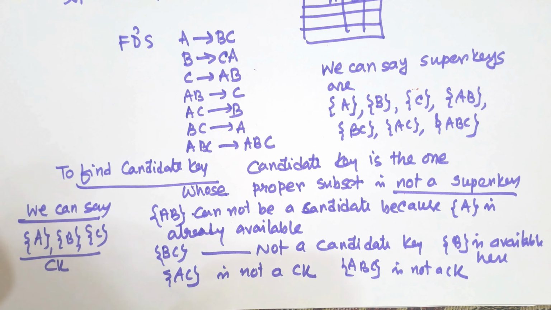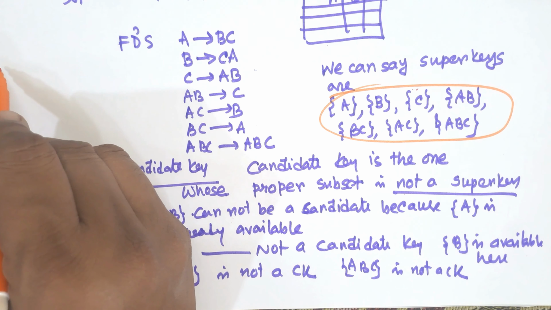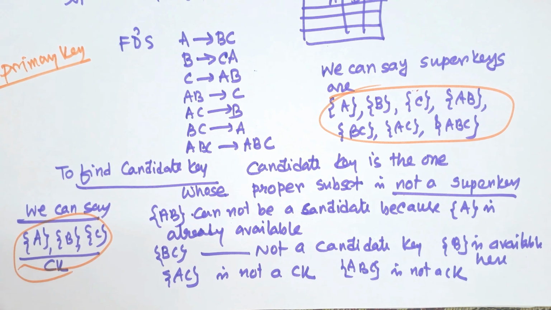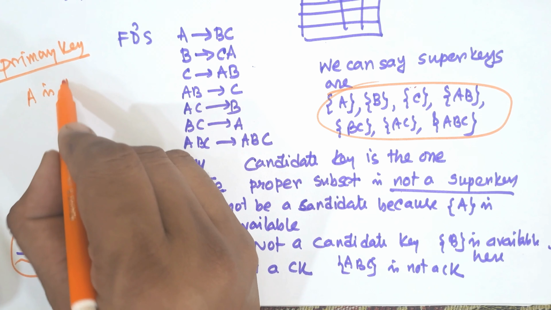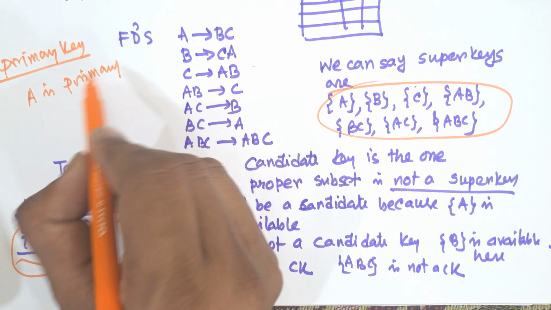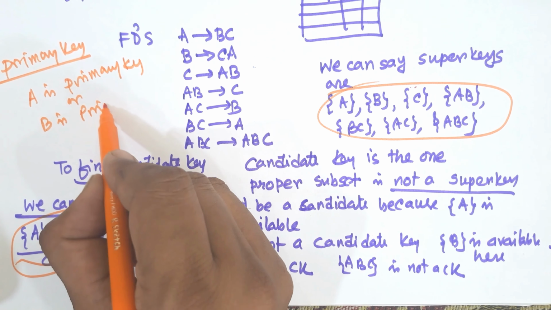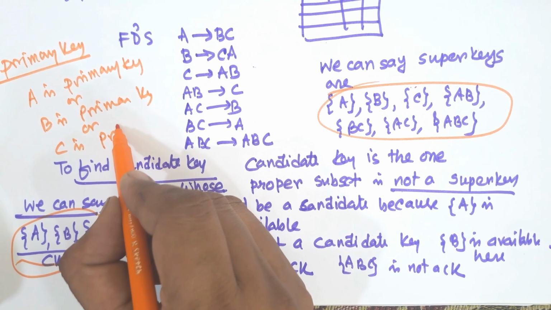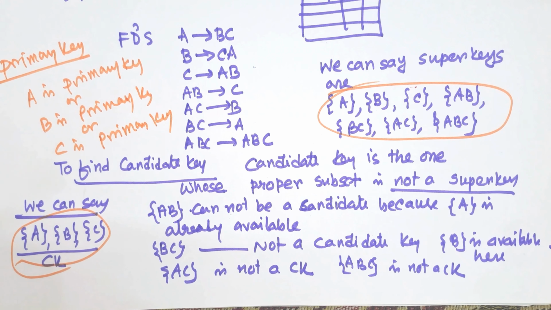Now we need to find out the primary key. So these are the super keys, these are the candidate keys. We know that a candidate key chosen as the minimal key is known as the primary key. So here we can say A can be a primary key. Either A or B or C can be the primary key. We need to choose any one of them as the primary key, because among A, B, C we can consider either A, B or C.